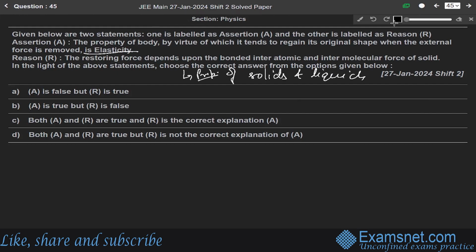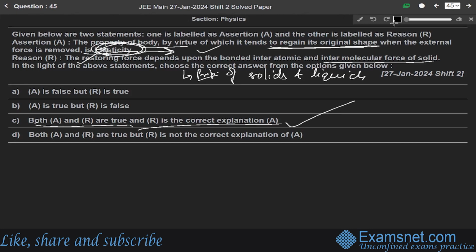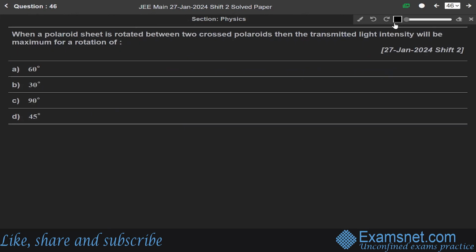We know what elasticity is. Elasticity means whenever we remove the deforming force, the body regains its original shape. This is what we call elasticity, na? So this is the correct reason for A, and assertion A is the correct statement. So our correct answer is option C, that is both A and R are true, and R is the correct explanation of A.